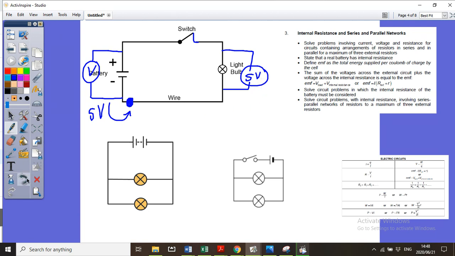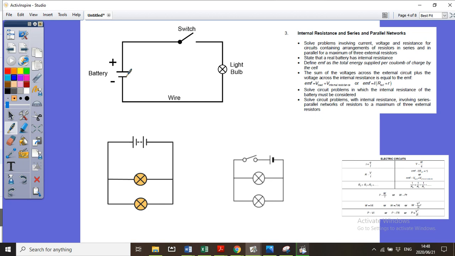But now we don't live in an ideal world, and they cannot make a perfect battery. Because of the way the battery was built, there could be some resistance inside. And we give the symbol small r to that resistance inside the battery. Now, as the light bulb uses energy because of its resistance, the battery will also use some energy because of its resistance.